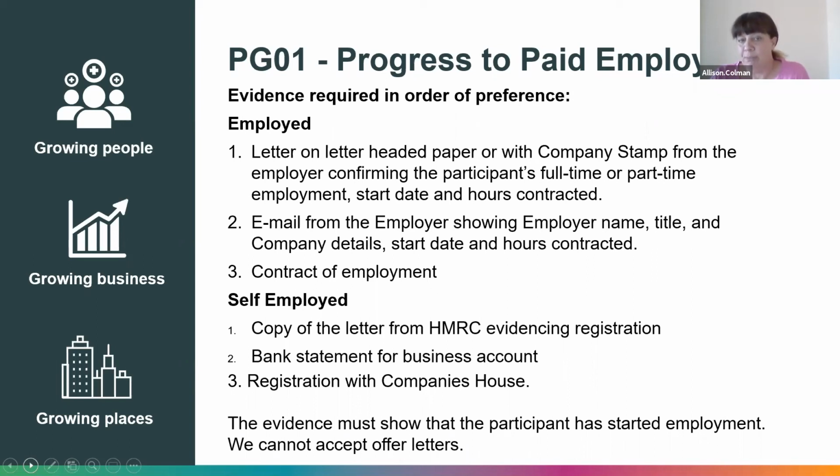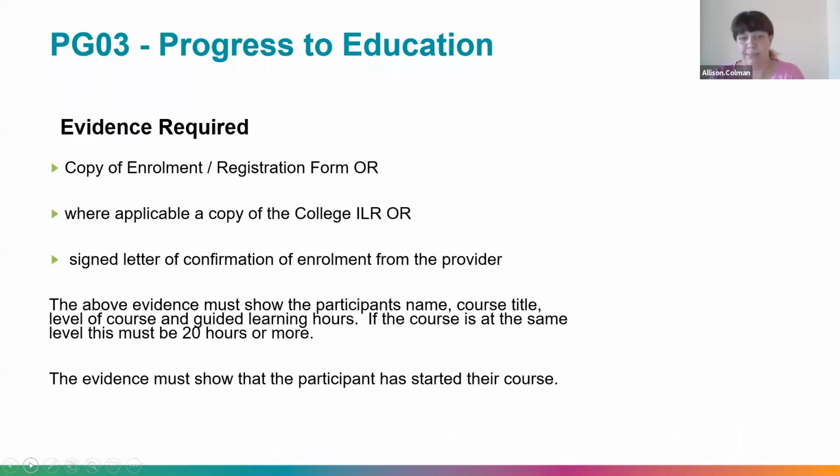But to go into self-employment, what we'd accept is a copy of the letter from HMRC, evidencing registration, a bank statement for a business account, or registration with Companies House. Again, I would just like to stress here that it's got to show that they've started employment and not just an offer letter or an offer email, or, you know, just an email from the participant saying I'm going to start a job in September when they finished with you in August or something, July. Next slide, please.